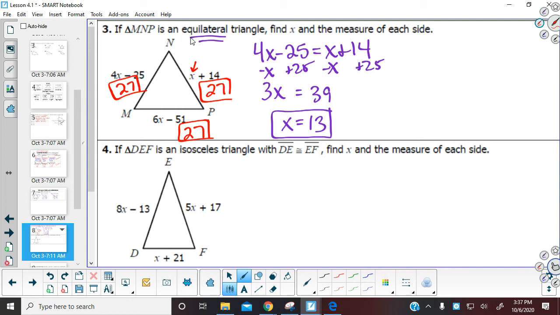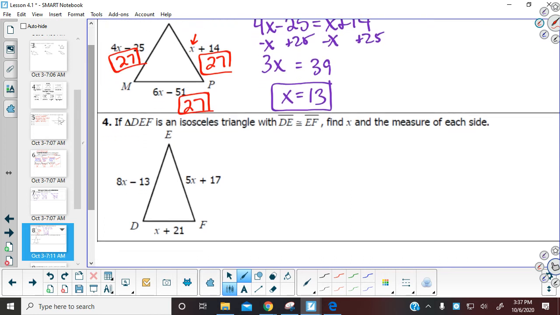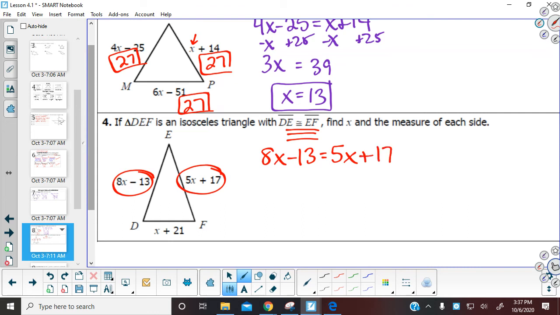All right, the last couple, what we need to do is be very careful about recognizing which sides are the same. So notice here it tells us, don't go based on the picture, go based on the information. It tells us that these two sides are equal, and if they are equal, we're just going to set them equal. When I subtract my 5x, I get 3x on this side. When I add my 13 to the other side, I get 30. So my x is 10.